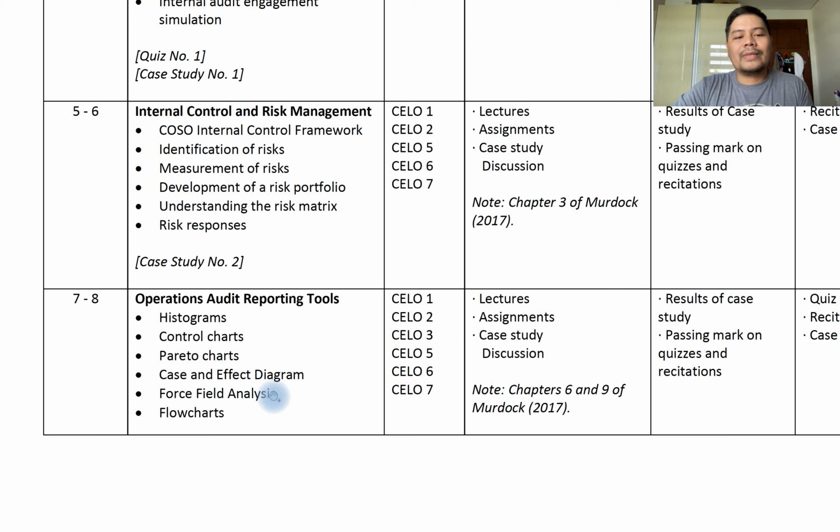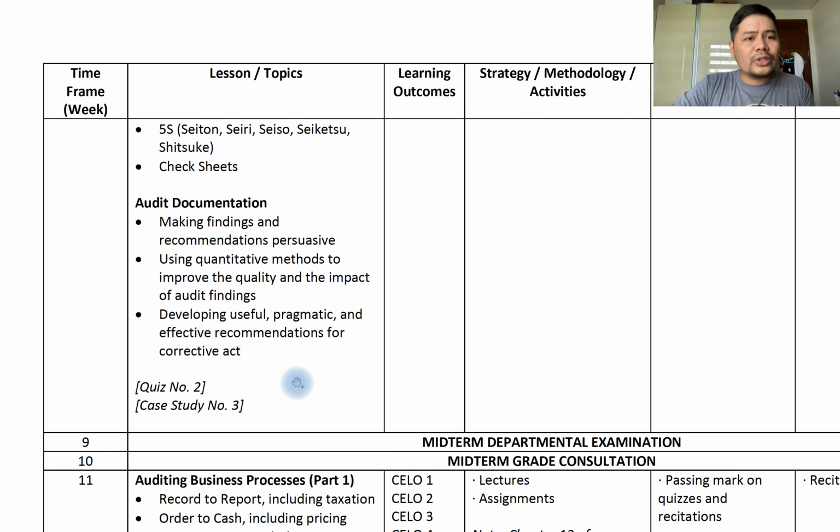Okay? And also, audit reporting tool would include 5S, yung Seiton, Seiri, Seiso, Seiketsu, Shitsuke. Okay, so may English counterpart, i-discuss din natin.